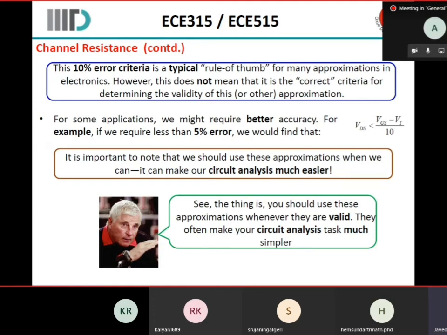For some other cases, especially when you work with RF circuits, you would require this error to be less than 5%. This can be much easier. Now, why are 5 and 10 used? 5 and 10 are used because these are easier numbers and make circuit analysis much easier. Another thing is you should understand which of these gives a better understanding during a circuit analysis. They have to be valid and they have to make your analysis simpler.